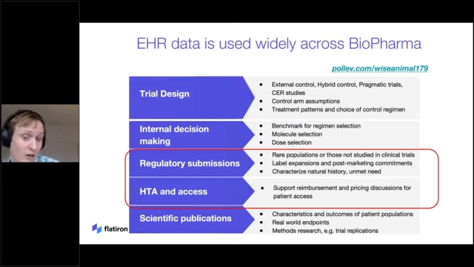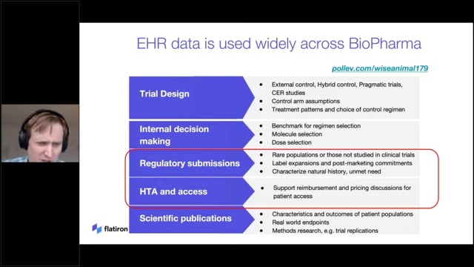And with HTAs, we know that EHRs can capture longitudinal outcomes, sometimes better than trials, because trials may only be conducted on a small population or for a short period of time. So EHR really can help support looking at some of the outcomes that are important to payers, so overall survival, some other patient-reported outcomes potentially, which can support reimbursement and pricing discussions.